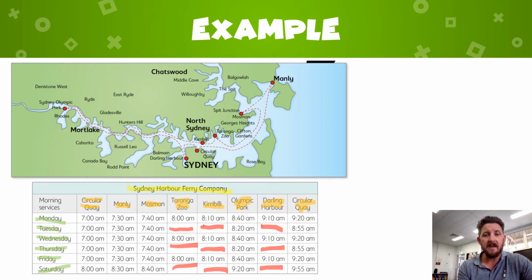So on Tuesday, the ferry at no stage stops at Taronga Zoo or Kirribilli or Darling Harbour. It skips those stops and it goes straight to the next stop. Does the same on Thursday and the same on Saturday. Don't know why that's the case, but we might find out a little bit later.